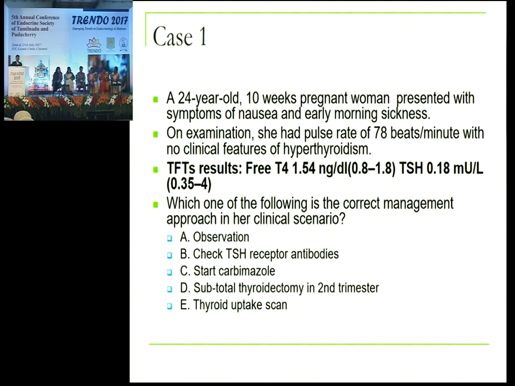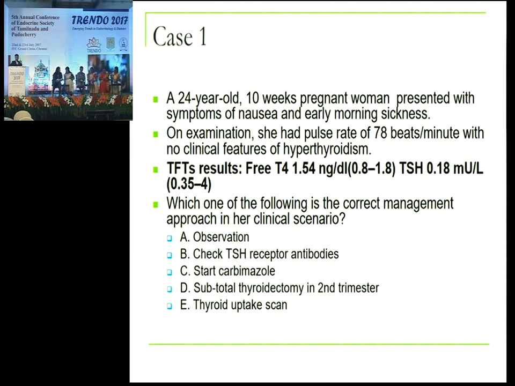To observe and repeat the thyroid function test after some time, check for TSH receptor antibodies, start the patient on anti-thyroid drugs, subtotal thyroidectomy in the second trimester for hyperthyroidism, or do the thyroid uptake scan. Anybody from the audience?